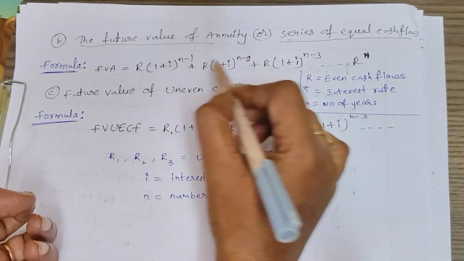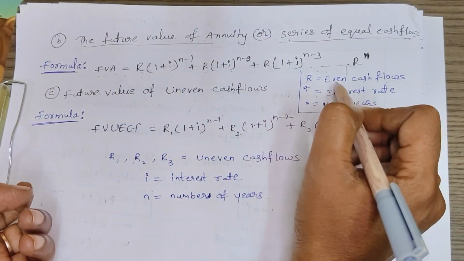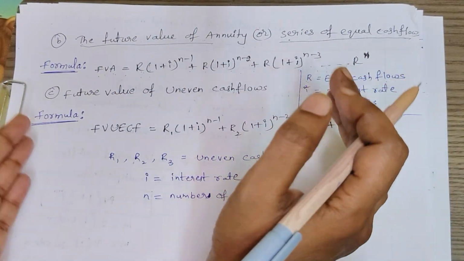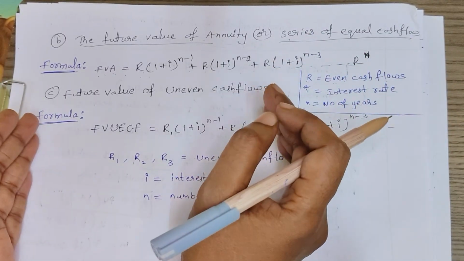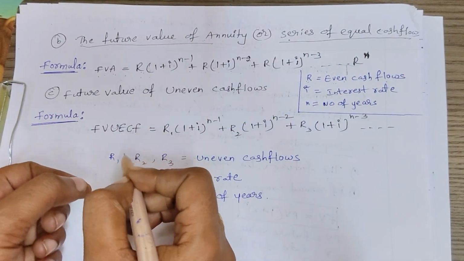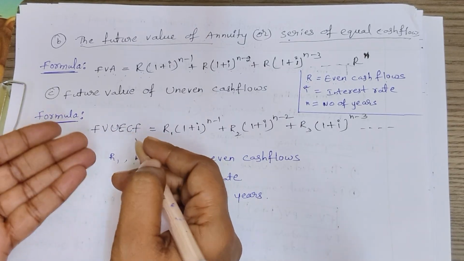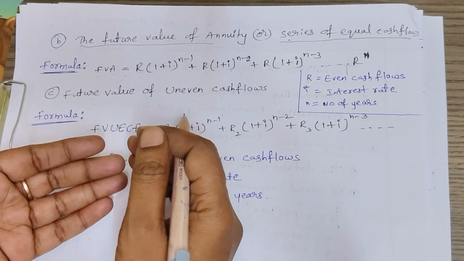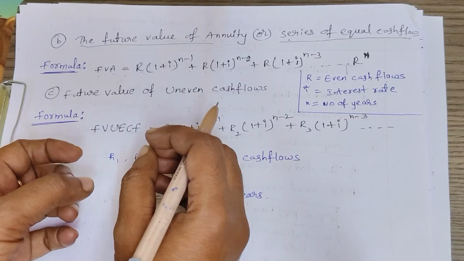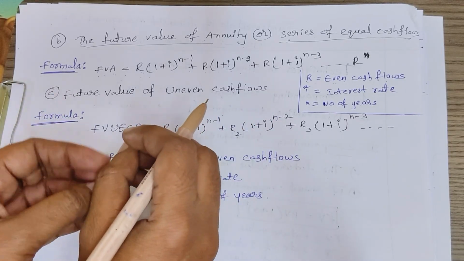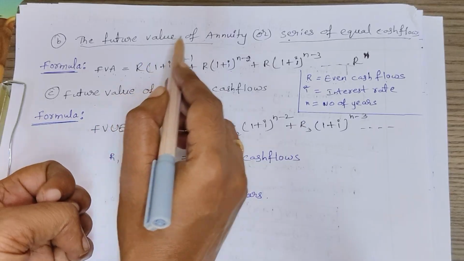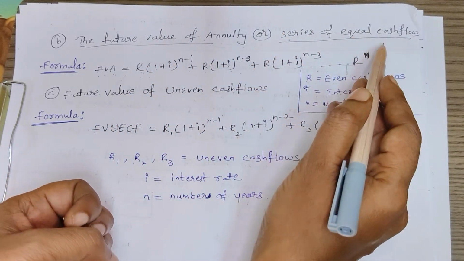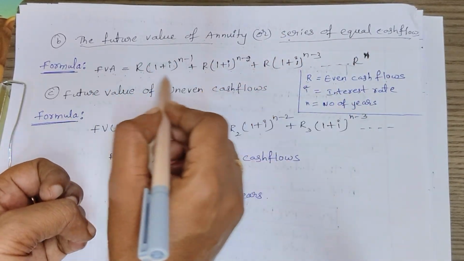Here, in this formula, R is equals to even cash flows. Even means same, equal cash flows. So every year same amount we are investing. For example, this year I am investing 2,000. Next year 2,000. Coming year 2,000. Up to 5 years I am investing 2,000 only. After 5 years with interest, how much amount we will receive, that amount we need to find out by using the future value of annuity or series of equal cash flows. By using this formula, you will get that amount. Okay.